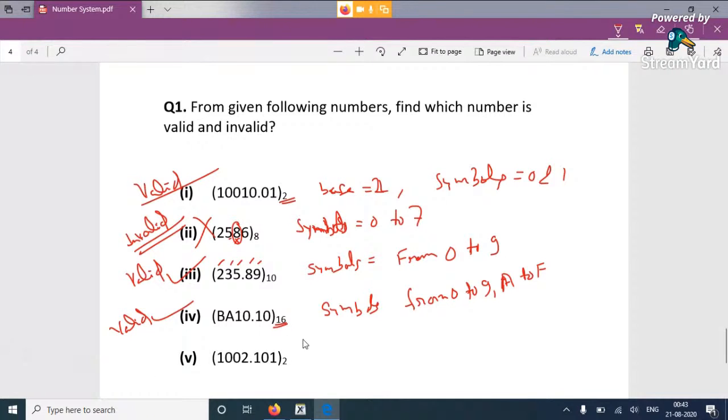And the last one, if you see, this is a binary number. Binary number base, I already told you, is 2. So in this one, symbols will be either 0 or 1. So you see here, 1 is a correct symbol, 0 is a correct symbol, 0 is a correct symbol, but 2 is a wrong symbol. In a binary number, we cannot use 2 as a symbol. So this is an invalid number.